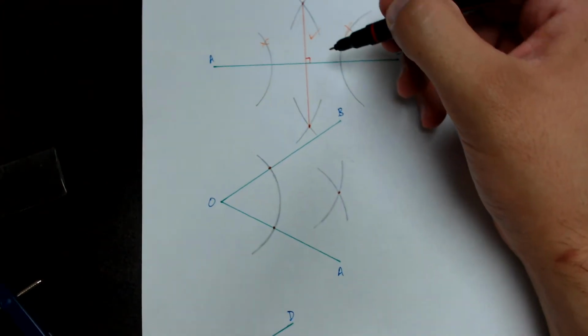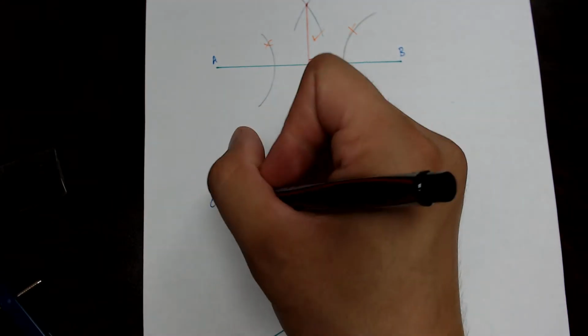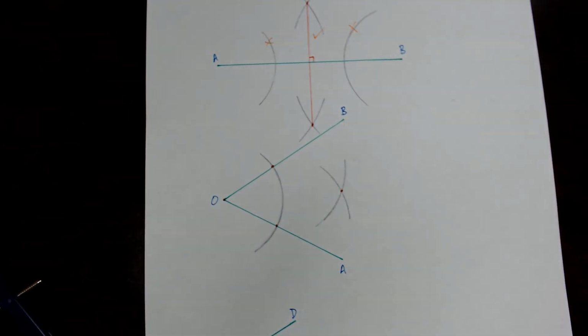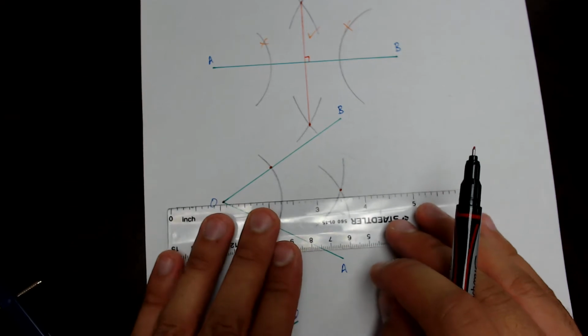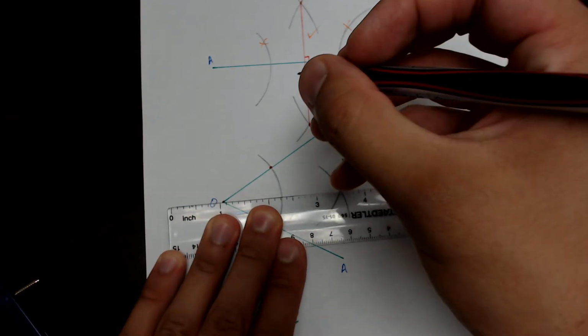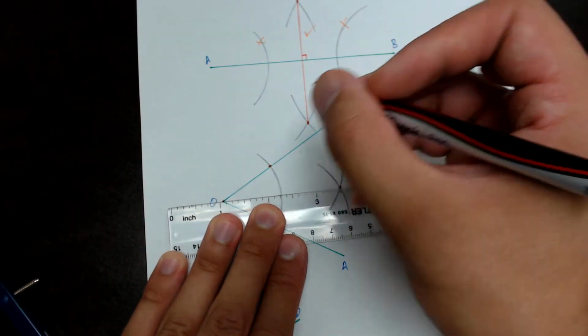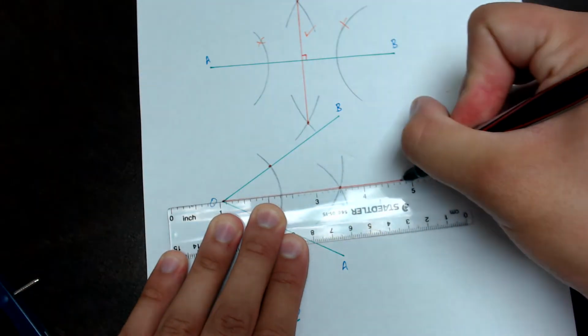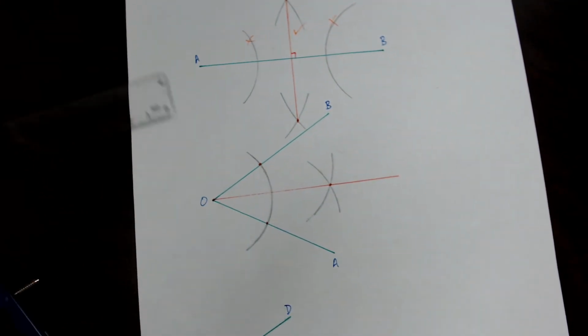And just like the perpendicular bisector, I'm going to take this third point, line it up with the vertex, draw a straight line using my straight edge, line it up as best as I can, and I have now successfully bisected that angle.